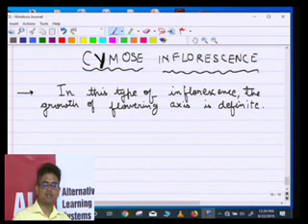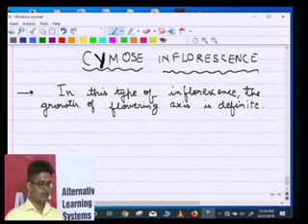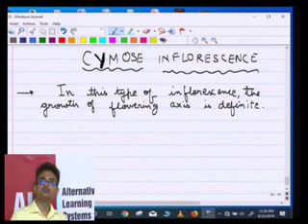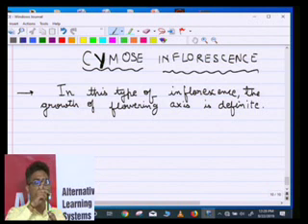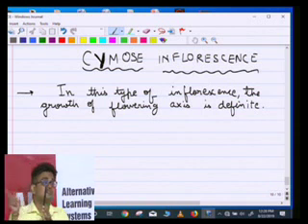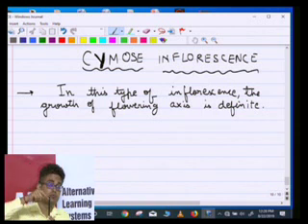The growth of flowering axis is definite. Okay. So if the growth of flowering axis is definite, what do we mean by definite growth? That means that the oldest flower is going to be at the top, and now if a new flower has to come out, it has to come out from the sides.